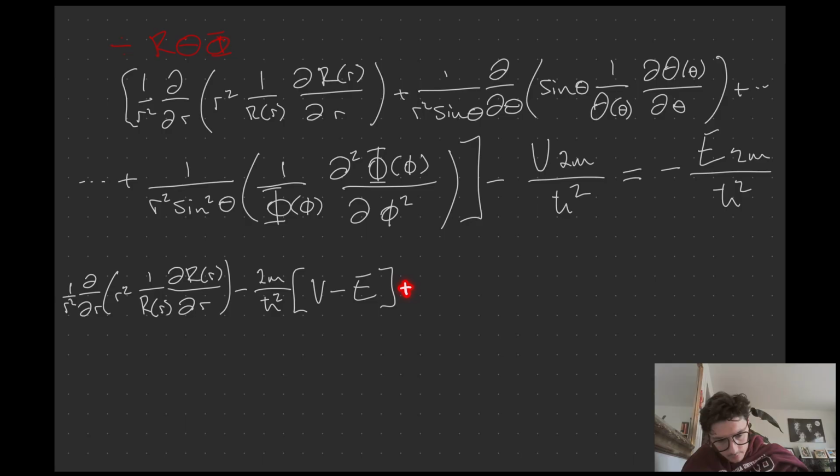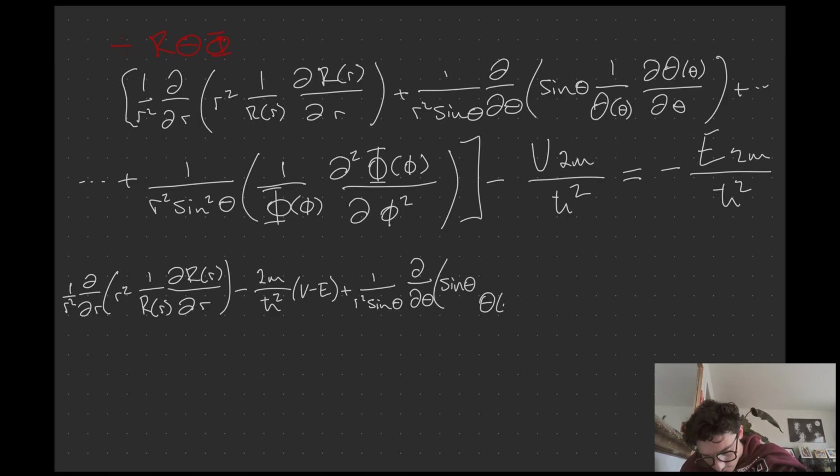Anyway, we're going to move on here to the second term, which we can say is r squared sine theta. Can I put this all in one line? Actually, maybe I should make this smaller. V minus E. V minus E. Yeah, that's going to save a lot of room. Then here we have partial with respect to theta. We have a sine theta. We have a theta function on the bottom. 1 over sine theta, partial theta.